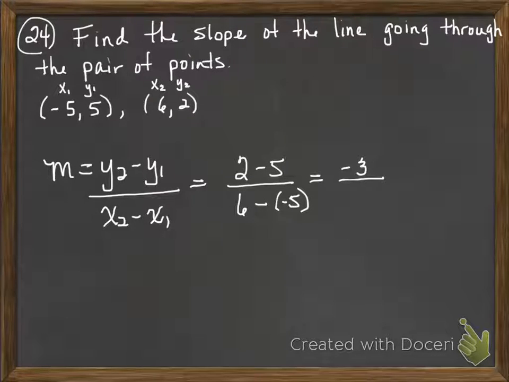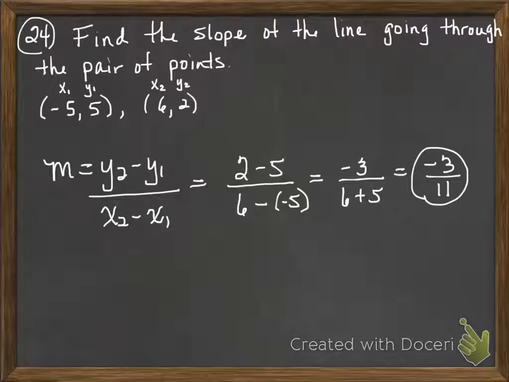6 minus a negative 5. Anytime we're subtracting a negative, that's really adding a positive. So I have a negative 3 on the top, and I have 6 plus 5, which is 11 on the bottom. Anytime your slope has one negative, it's going to stay a negative slope. If it has two negatives, a negative divided by a negative, then it's going to change to a positive slope. So since I have one negative, my slope stays negative.